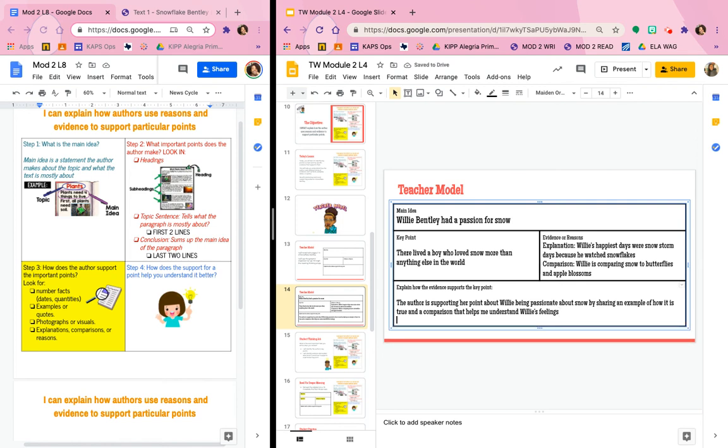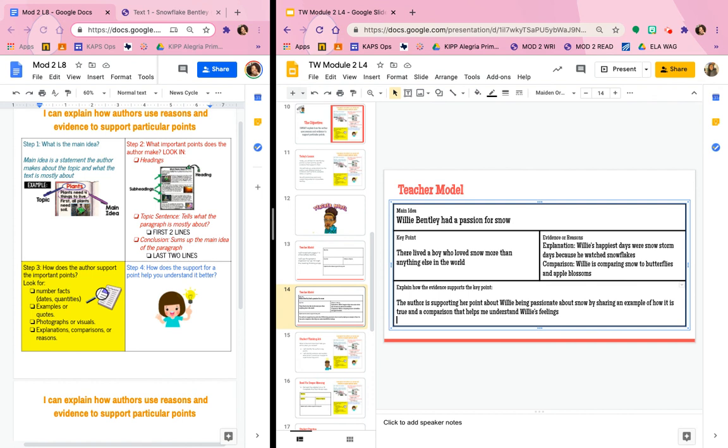Boom. So I completed steps one, two, three, and four. So step one, what was my main idea? Willie Bentley had a passion for snow. Step two, look for the points. What important points does the author make? There lived a boy who loved snow more than anything else in the world. Step three, how does the author support the important points? The author supported the important points with an explanation and a comparison. And then, how do the supports help me understand the text better? It helps me understand about Willie being passionate, that it's true, and a comparison that helps me understand his feelings.